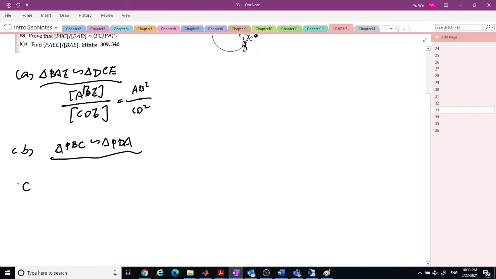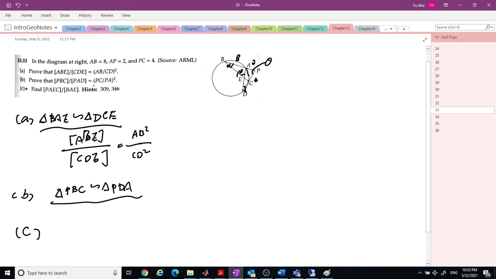Okay, now let's see the C. We want to calculate the area of PAEC. PAEC is the quadrilateral in the middle, right? Over the area of BAE.